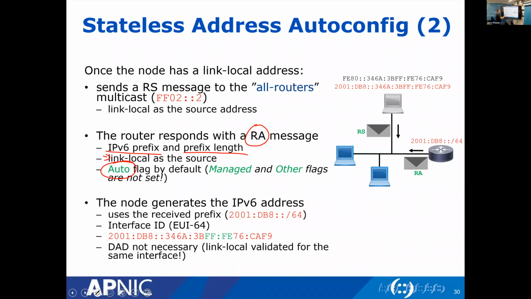Then our node will generate our own v6 address based on the received prefix and our link local that we've sent. And because we've already validated that our link local is unique, we don't need to do duplicate address detection again.